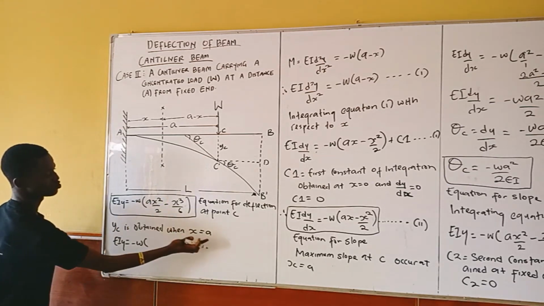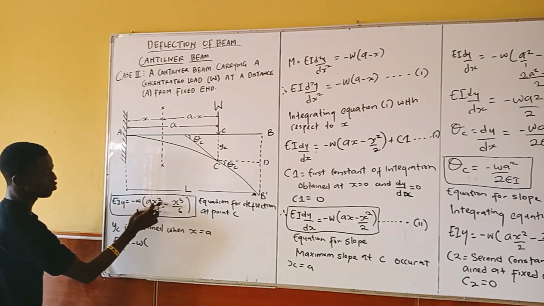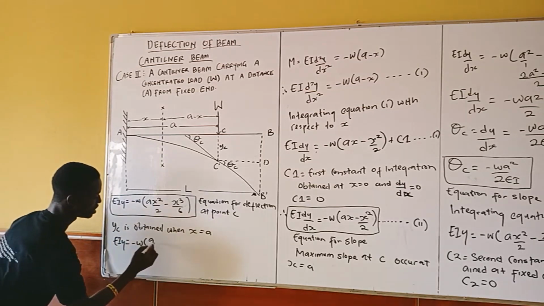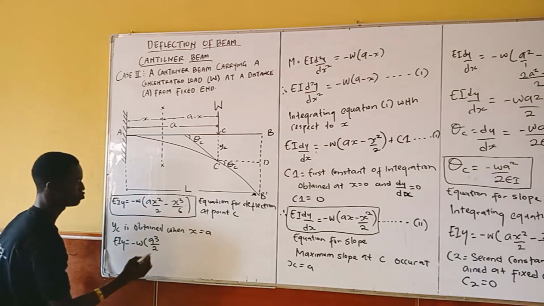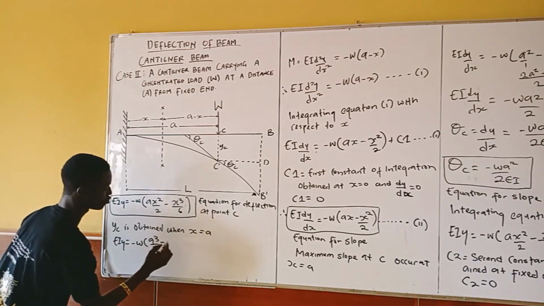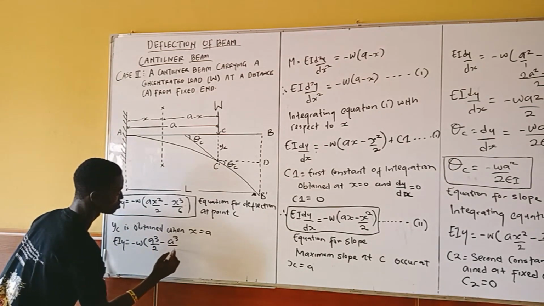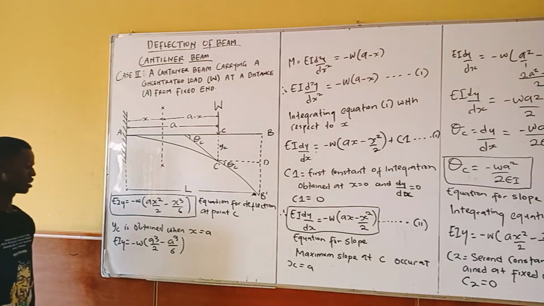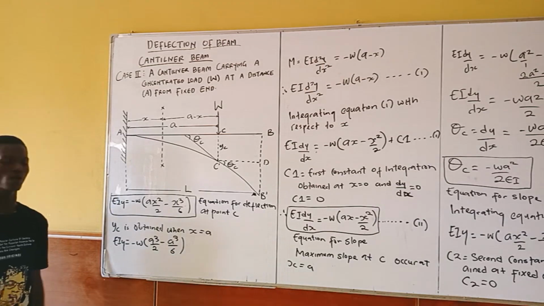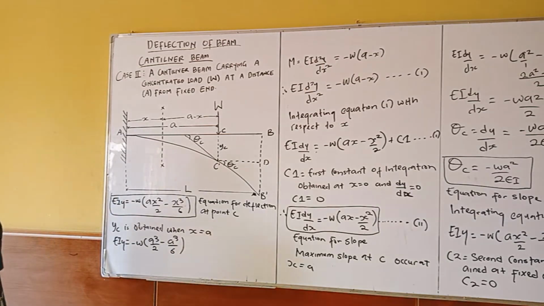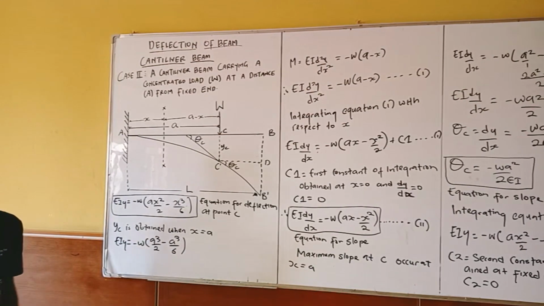EIY equals what? Minus W. Here my x is going to be A. So A squared multiplied by A is going to give me A cube over 2, minus, at this point now, A cube over 6. So now this is what I'm left with. I hope you guys understand and you are following me.